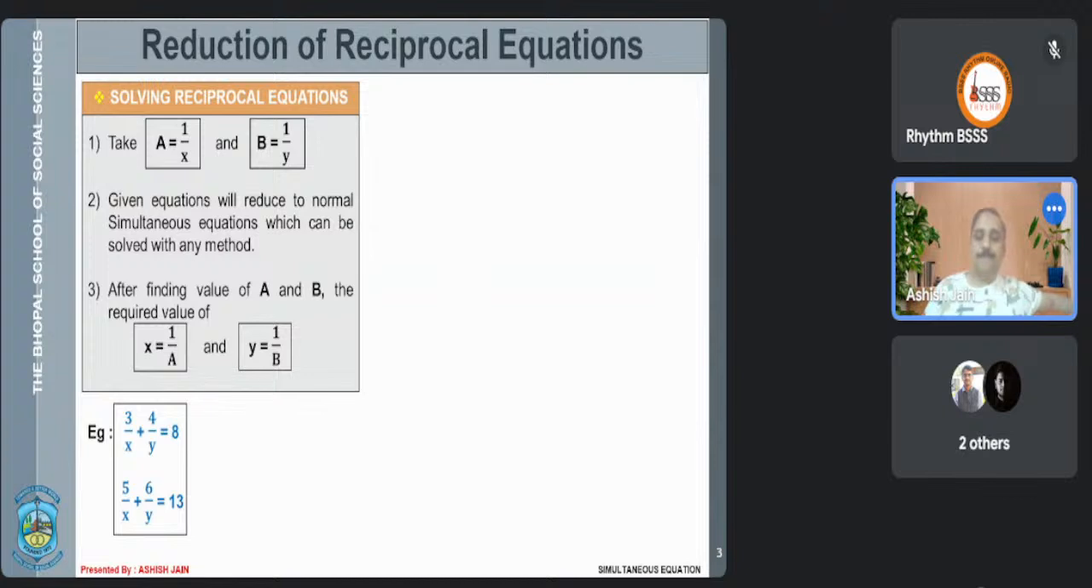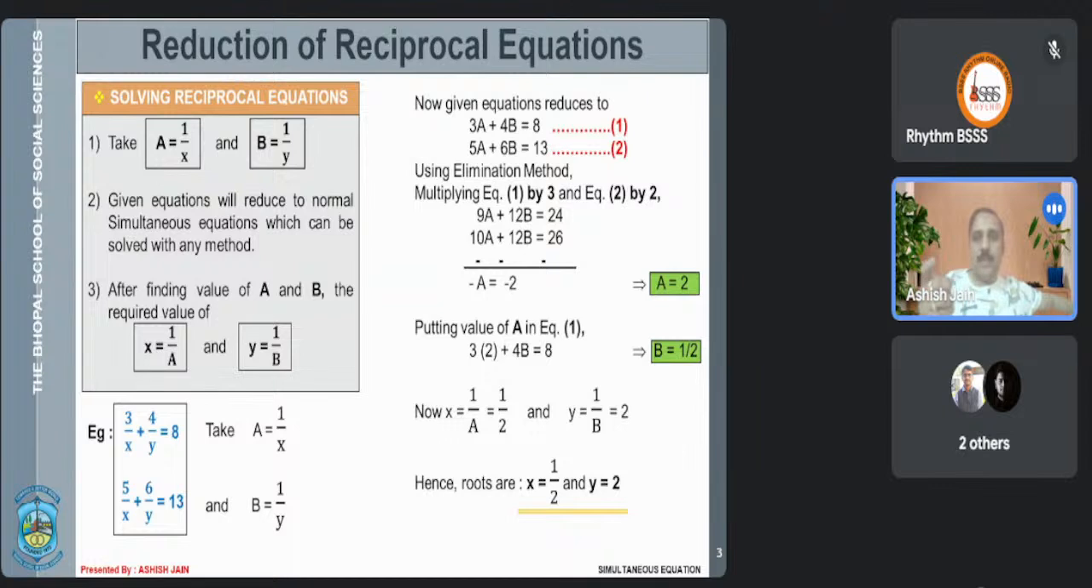Let us see how we solve it. While solving, what we do, we first suppose that capital A is equal to 1 upon x and capital B is equal to 1 upon y. Okay, so after putting the value of A and B, we have the equation as 3A plus 4B is equal to 8, 5A plus 6B is equal to 13. In this way, now instead of having the unknown variables in denominator, we only have it in numerator. So we have transformed it into the normal simultaneous equation.